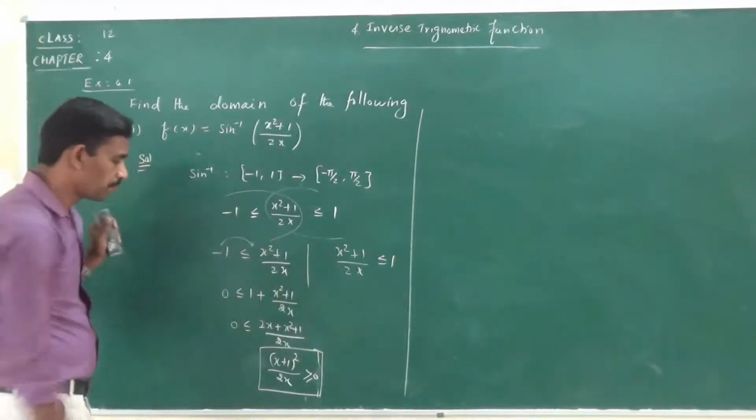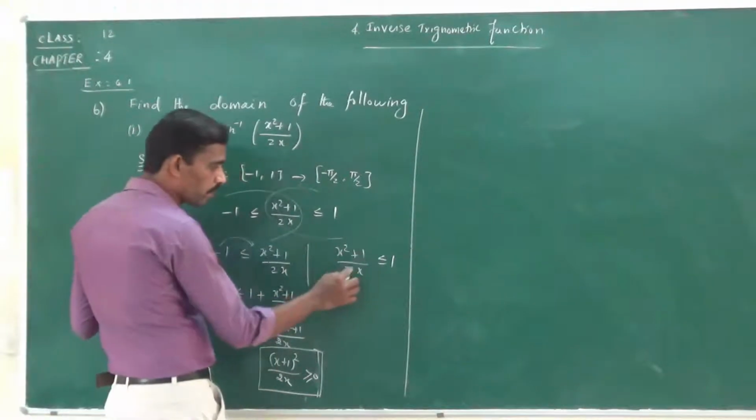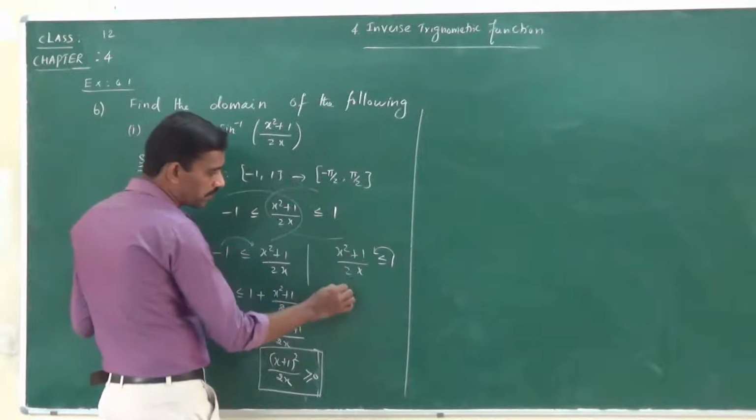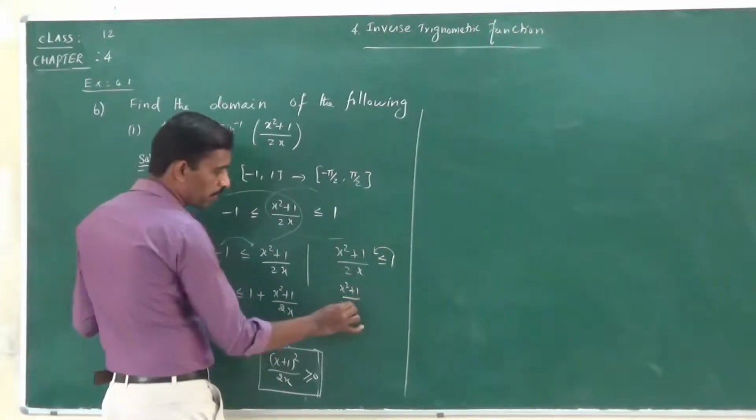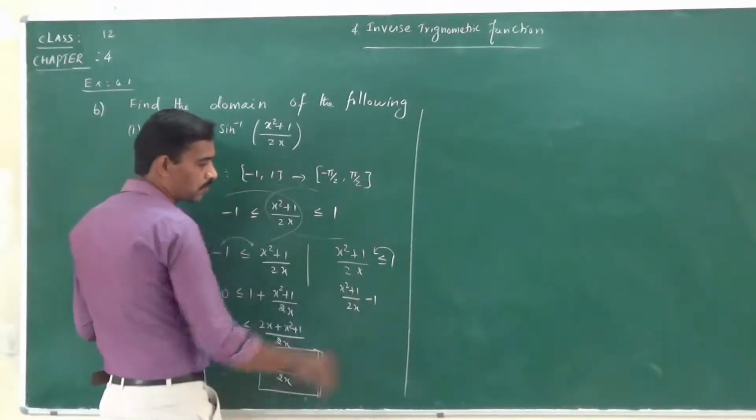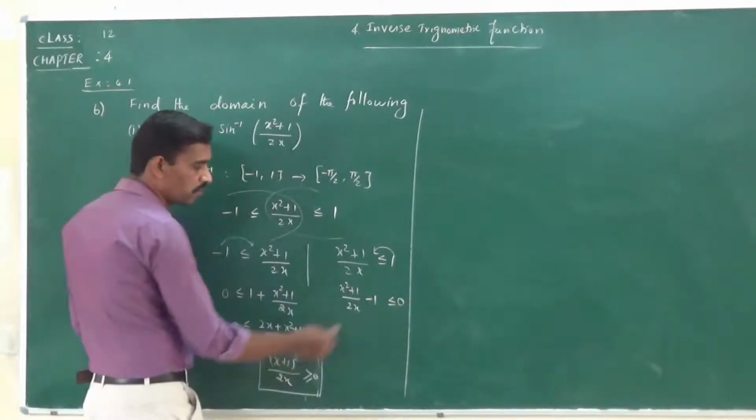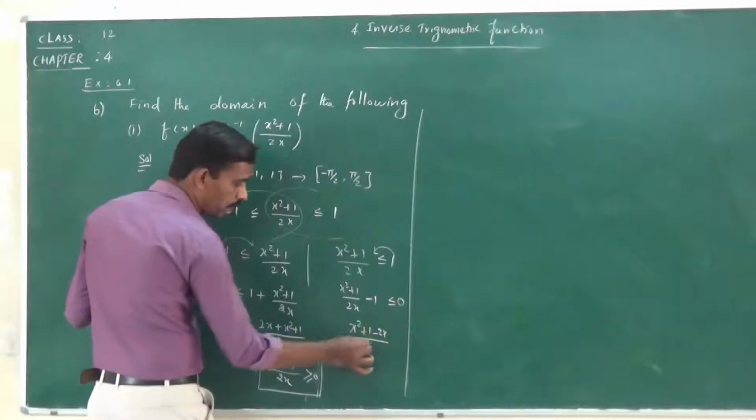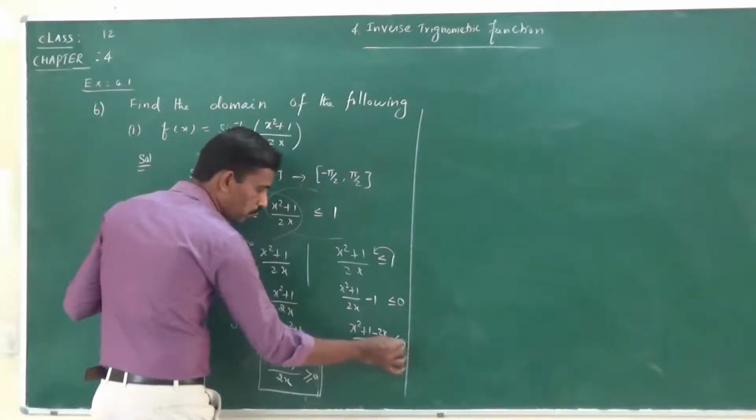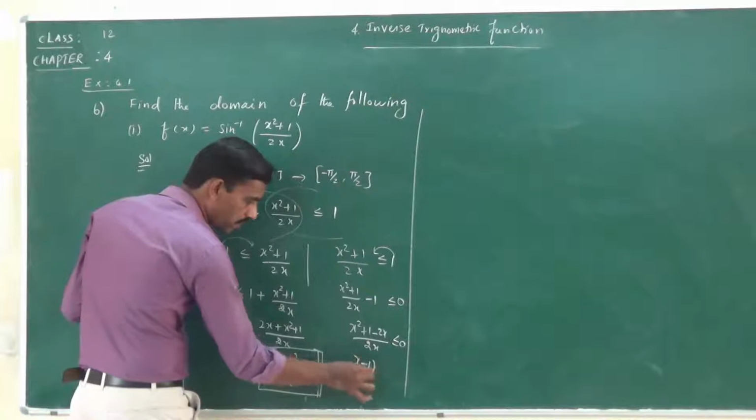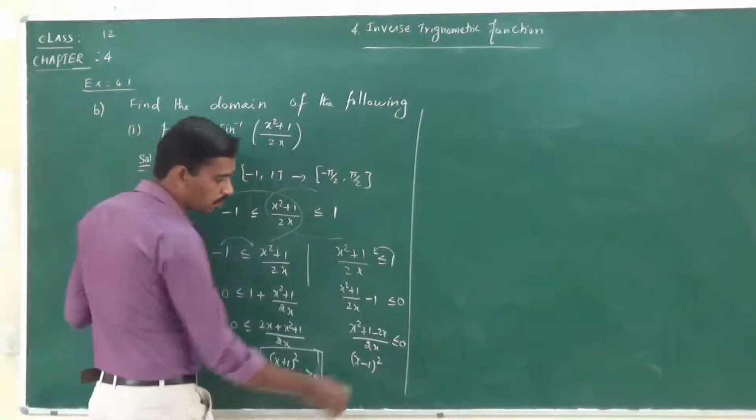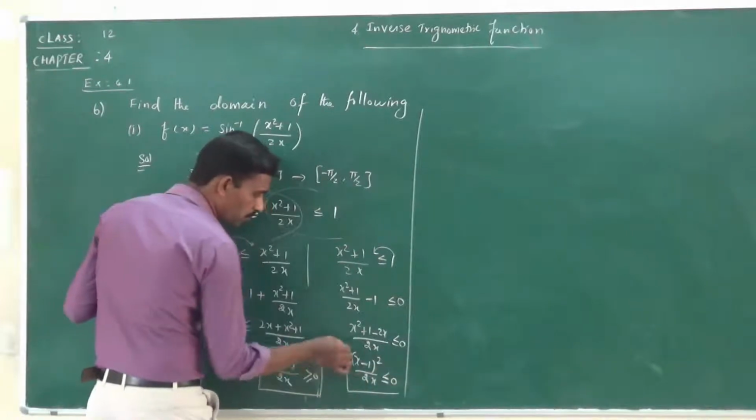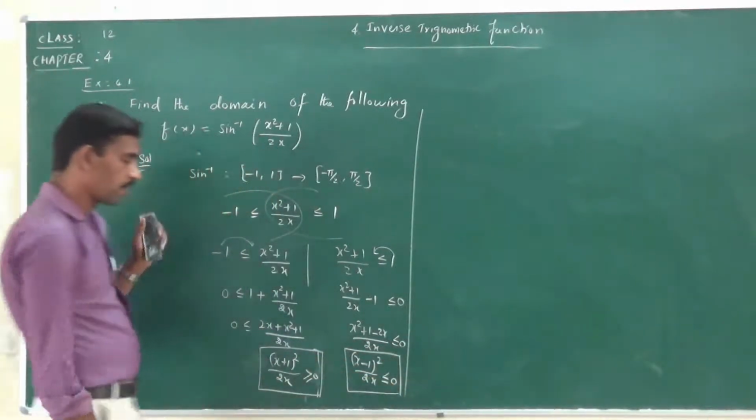And choose another one. Now (x² + 1)/2x, here 1 now. So, bring 1 to the left side. (x² + 1)/2x − 1 ≤ 0. And taking the LCM, (x² + 1 − 2x)/2x ≤ 0. So in the numerator we get (x − 1)² divided by 2x ≤ 0. So this is the other case.